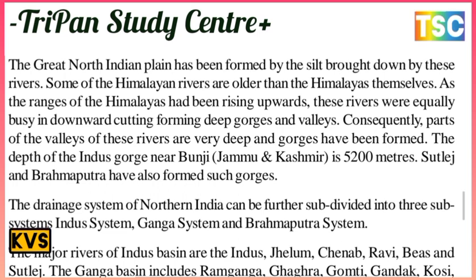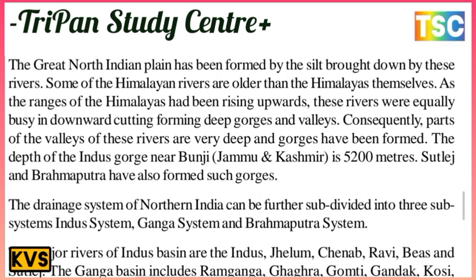Some of the Himalayan rivers are older than the Himalayas themselves. As the range of the Himalayas had been rising upward, these rivers were equally busy in downward cutting, forming deep valleys and gorges. Consequently, parts of the valleys of these rivers are very deep, and gorges have been formed. The depth of the Indus gorges near Bunji, Jammu and Kashmir, is 5,200 meters. The Satluj and Brahmaputra have also formed such gorges.